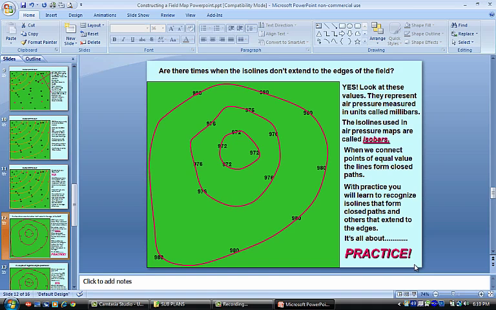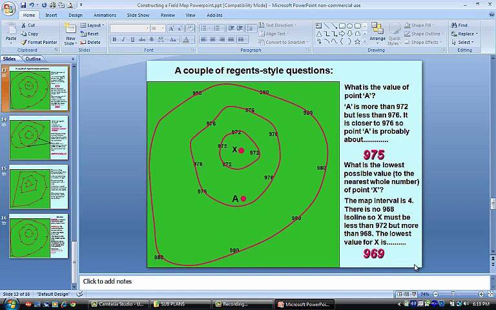Okay, with practice, you're going to learn how to recognize isolines that form closed paths and others that extend to edges. So all we need to do is practice, and we're going to have a couple more labs that deal with making contour maps shortly.